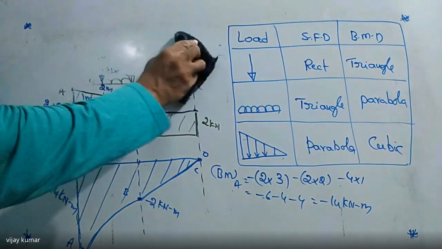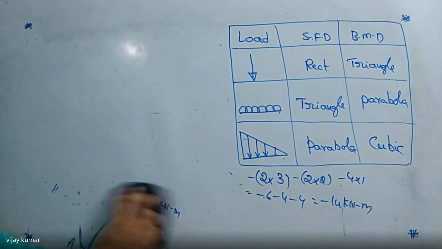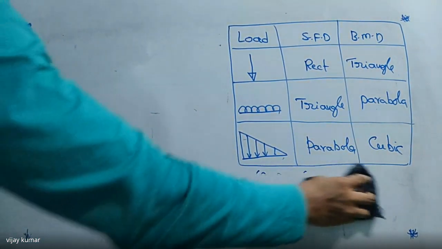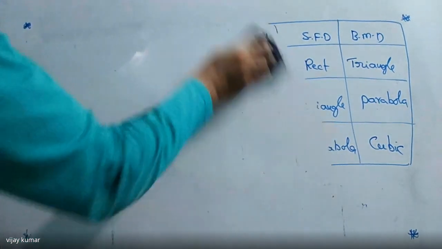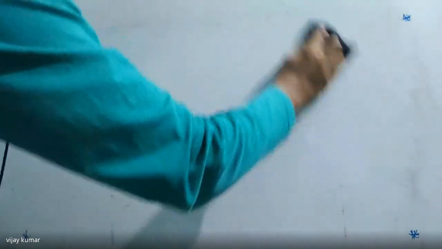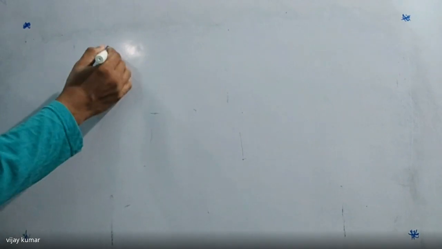I want to give one more example on this, on the cantilever beam. They will ask only what is the maximum bending moment, what is the shear force diagram here. Listen carefully. So this is the cantilever beam.